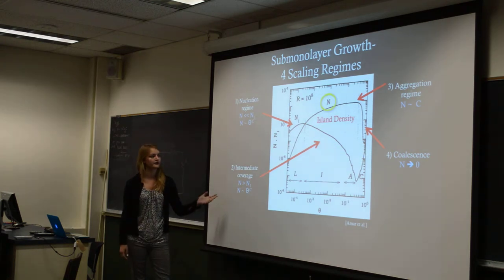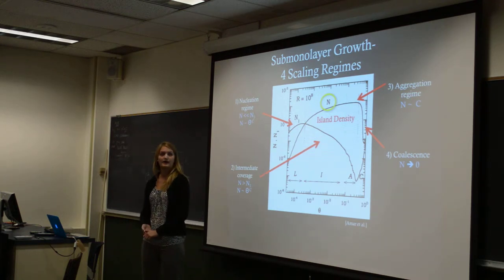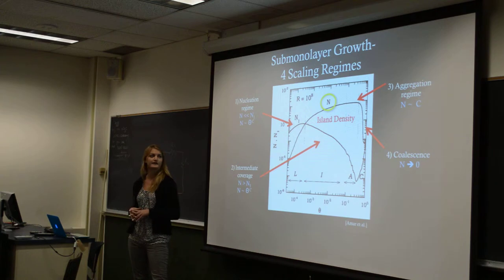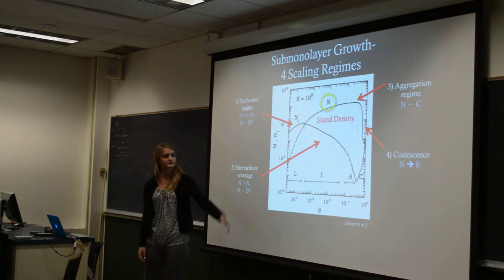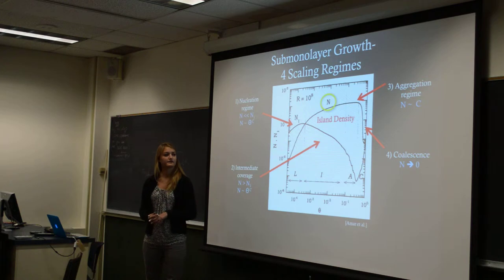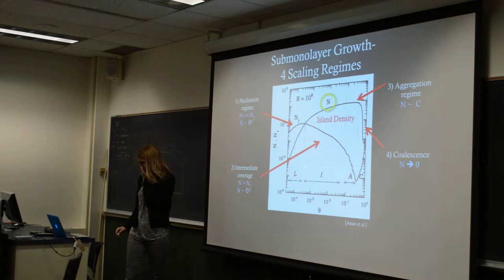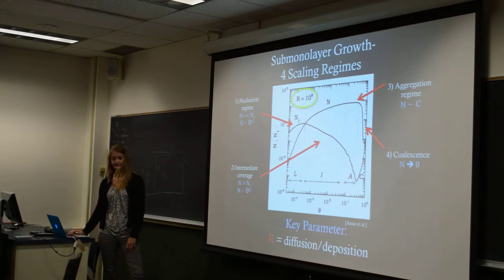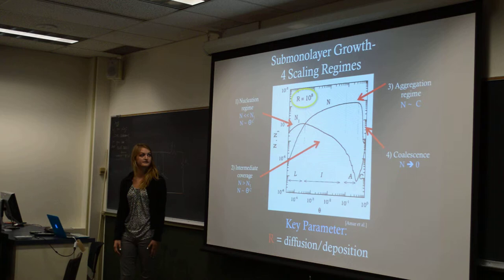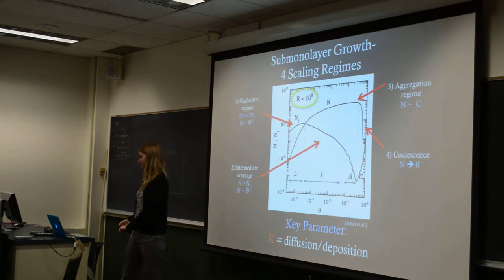And then for the intermediate coverages, the monomer density starts to die, as monomers are deposited, they diffuse really quickly into islands. Then for the aggregation regime, the island density becomes about constant. You're not really getting new islands, the islands are just getting bigger. And then last you have coalescence, which is when the islands get so big that they combine and the density dies off. The key parameter that I'm focused on is this ratio between the diffusion and the deposition, R. The diffusion is determined by the material parameter, and the deposition is something you would set experimentally.